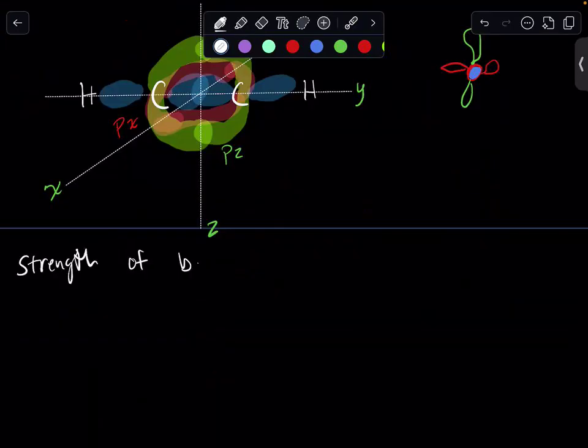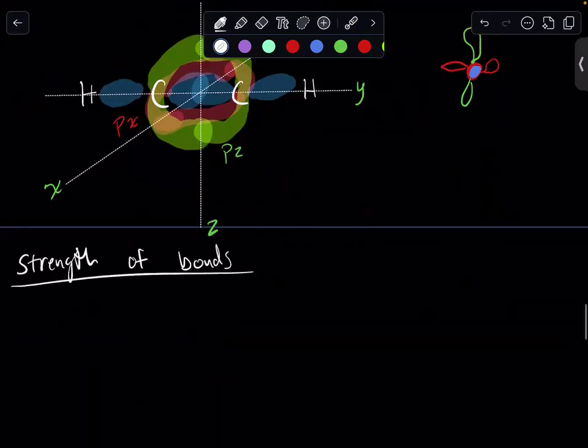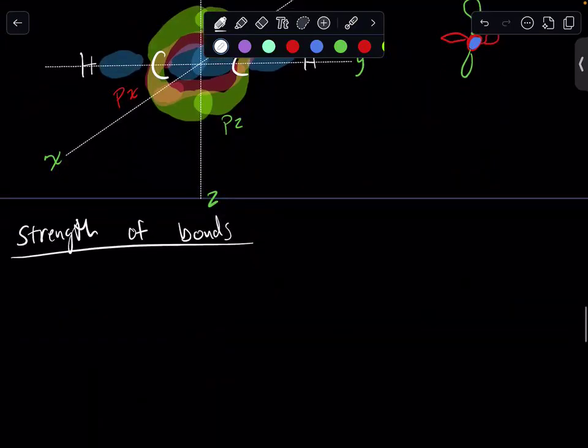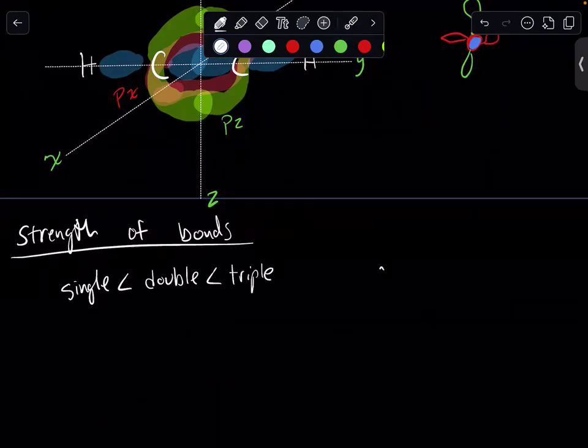And we can look at this through data, which is really nice because data is awesome. So we already know that single bonds are weaker than double, are weaker than triple. So usually this makes people think, well, sigma must be weaker than pi bonds. But this may not be true. We have to figure out how we can actually comprehend this.